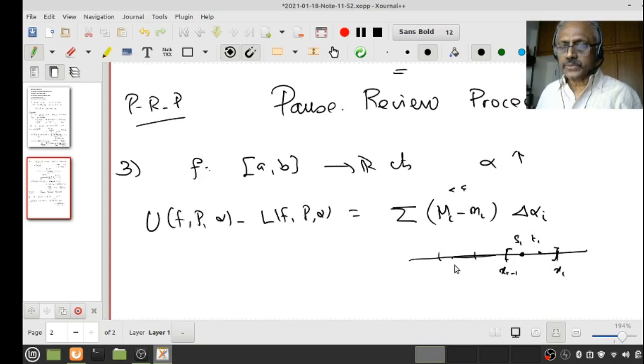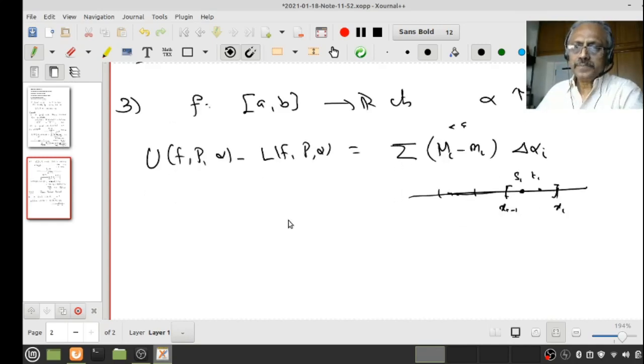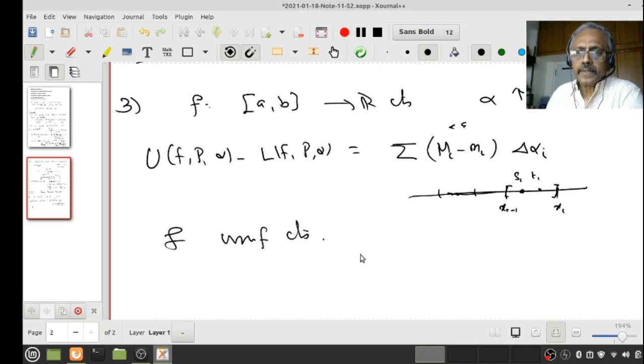So what do you think I should do? Here continuity alone will not do. You understand this? Here also I have to do something. So what do I do? Since f is continuous on a closed and bounded interval, I know it is uniformly continuous. Right? Now what do I want? I want this to be less than epsilon. If you want I can write epsilon by something, but let's not pretend. I just want capital Mi minus small mi to be less than epsilon.